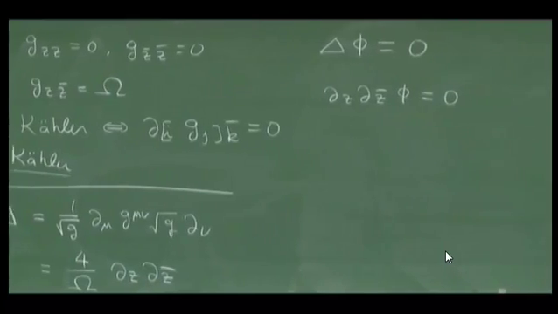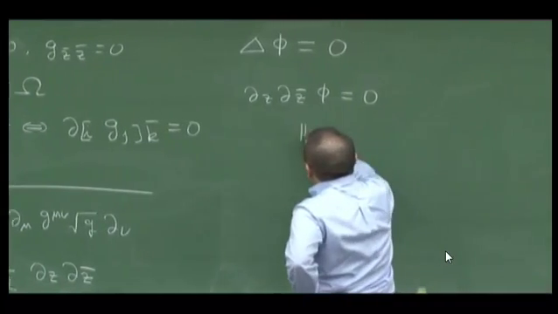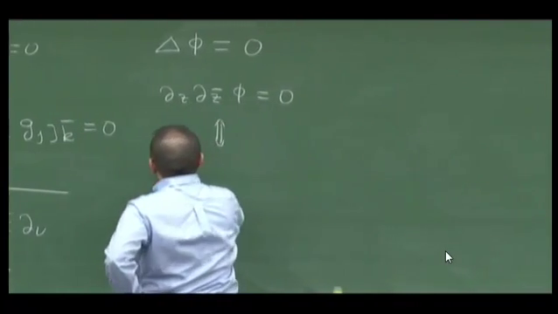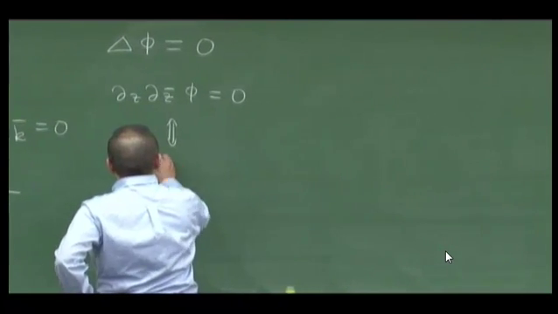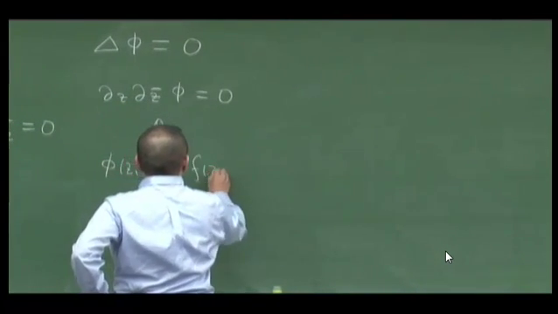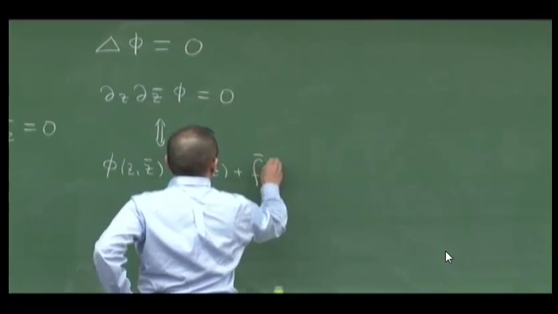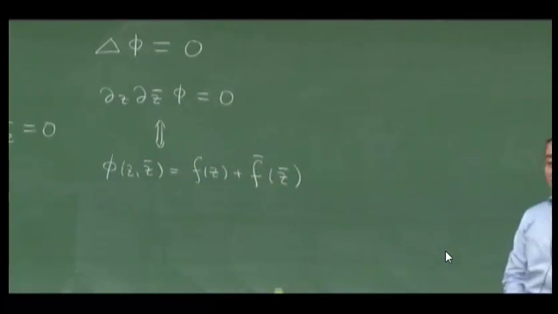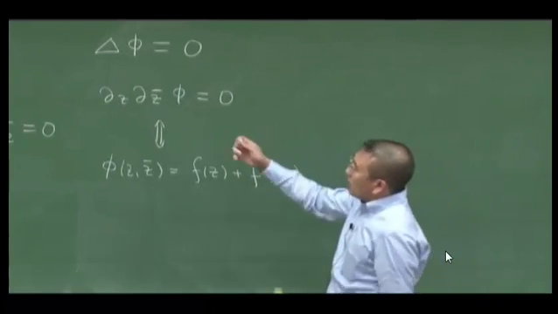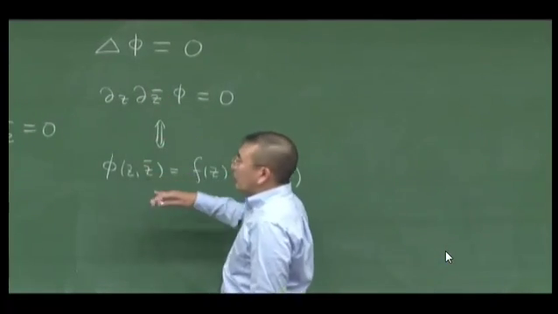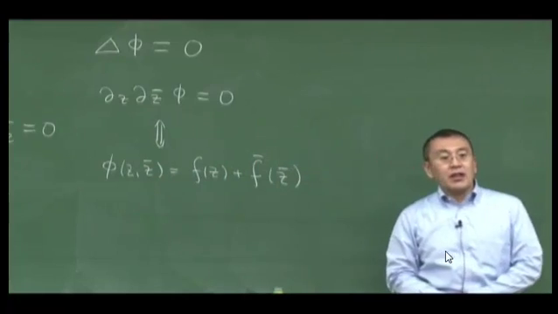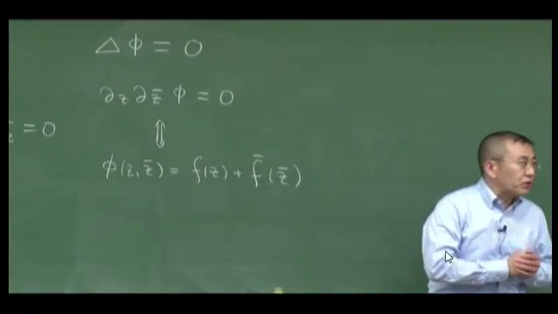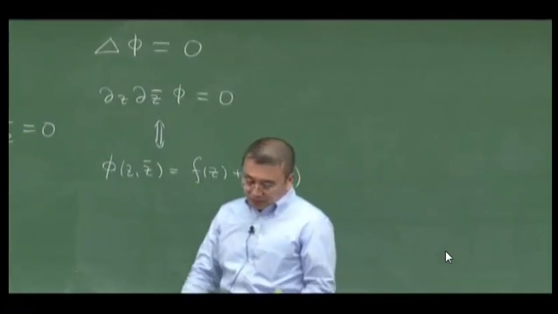Now, we can easily find a general solution to this equation, that is phi is a sum of a holomorphic function and its complex conjugate. This is a general solution to this Laplace equation. So if you use complex coordinates, then we can write down, in the case of 2 dimensions, a general solution to the Laplace equation.